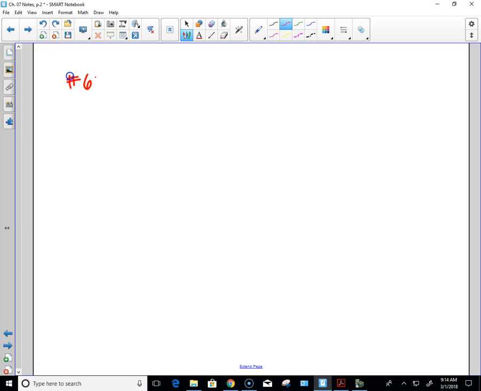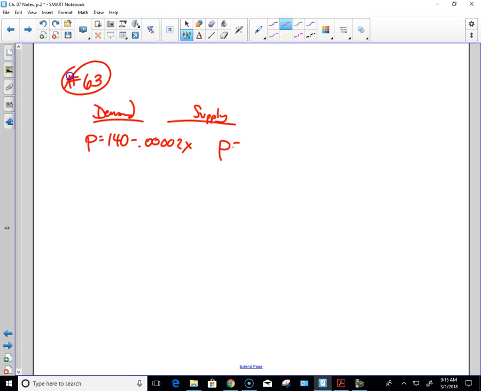My demand and my supply. I have P equals 140 minus 0.00002x. And I have P equals 80 plus 0.00001x. Double check me, but I think that's good. I could have multiplied that guy by 2. 2P equals 160 plus 0.00002x. See why I multiplied by 2?